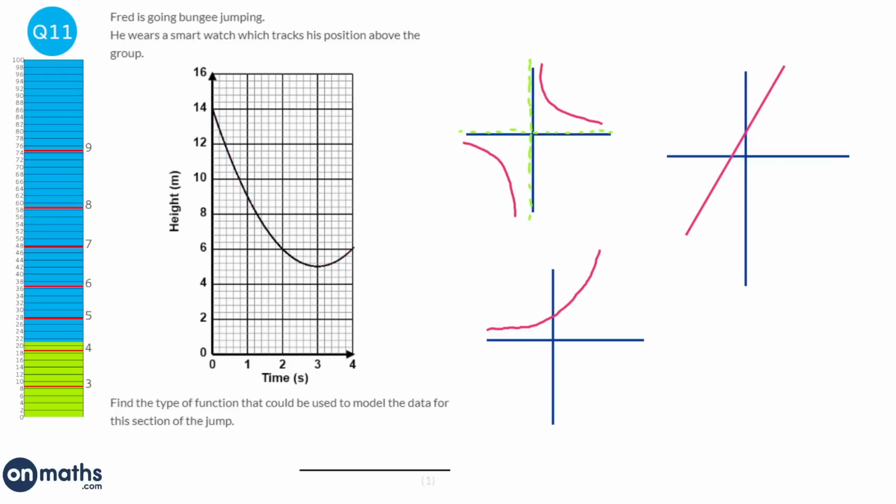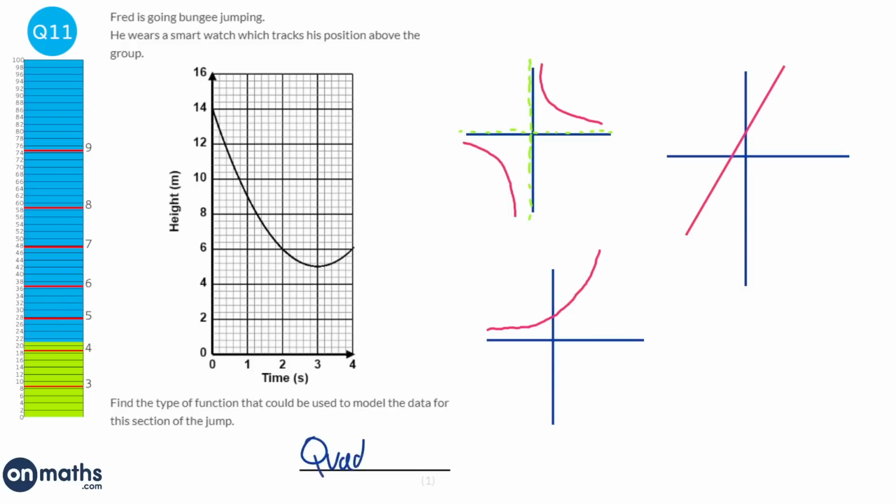So the graph that this is, or could be, is a quadratic graph, because it's a nice U shape. If we carry this on, it could be a nice U shape. It could also be a cubic graph as well. So it could go up and then down and then up, and that's a cubic graph. But the most obvious one is a quadratic graph.